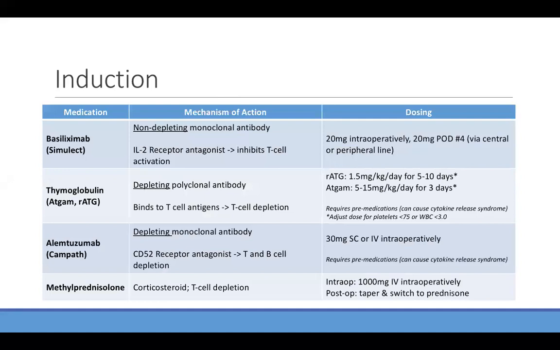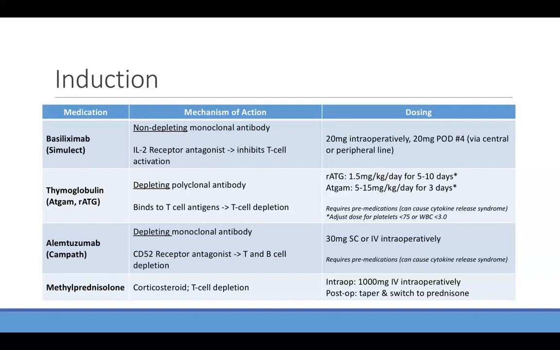Like I mentioned, there are multiple agents that we can use. We have basiliximab, also known as Simulect, thymoglobulin, also known as Atgam, and alemtuzumab, also known as Campath. And as always, we have our steroids, where we use methylprednisolone in that early period.